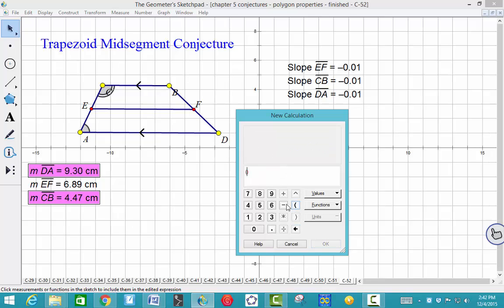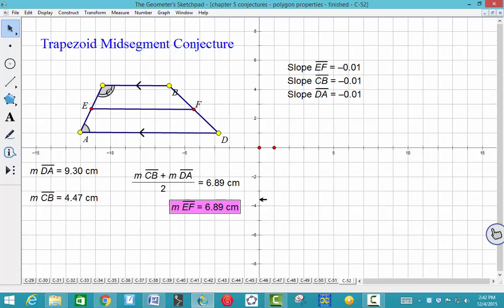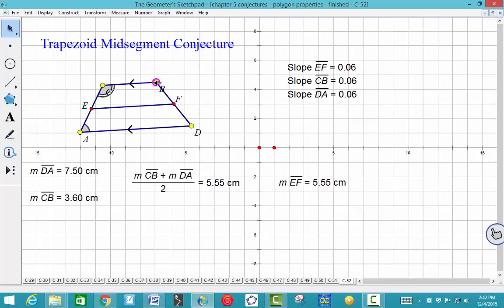So let's do open parentheses. Let's do the length of C to B plus the length of D to A, and I'm going to take all of that and divide it by 2. Okay, so that's how you find the average, and we say okay. And you can see that the average of the bases is equal to the length of the midsegment. And as this moves around, you can see that that property holds true.